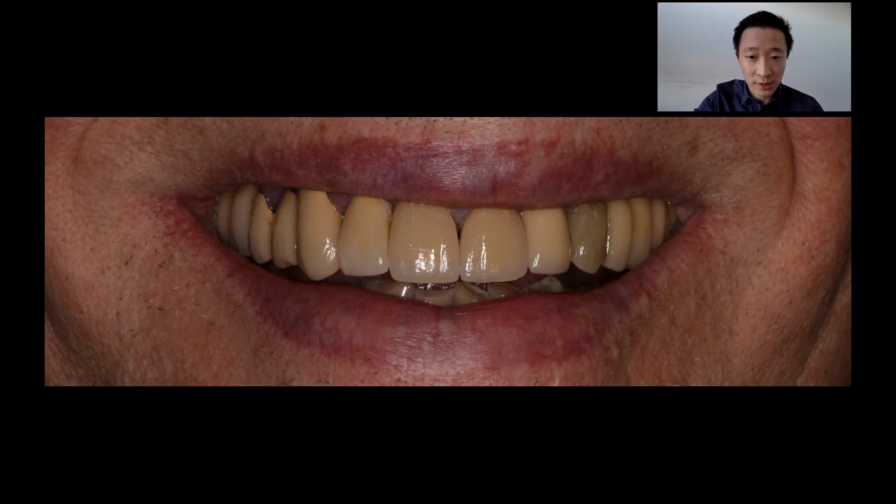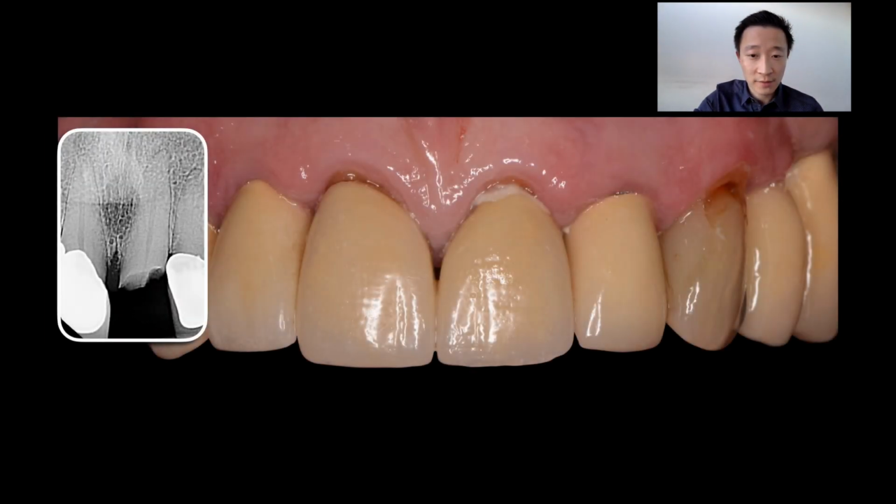This is him at initial presentation, his full smile. As you can see in the x-ray here, the 2-1 is fractured off. It is above the gum line, and we did explore some other options, including orthodontic extrusion and endo, but he preferred to have the implant therapy as the treatment.